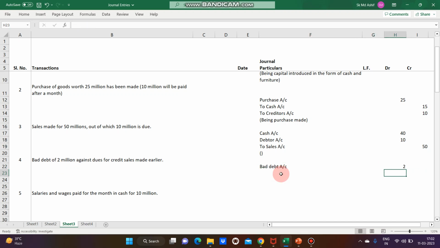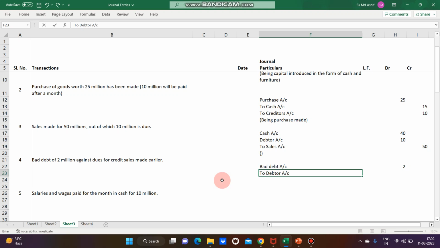So bad debt, for this entry you have to credit your debtor account. Here you have to credit the debtor account because the dues are not received from the debtors which were expected to have been received. Here you could have also credited provisions if provisions would have been created earlier against it.